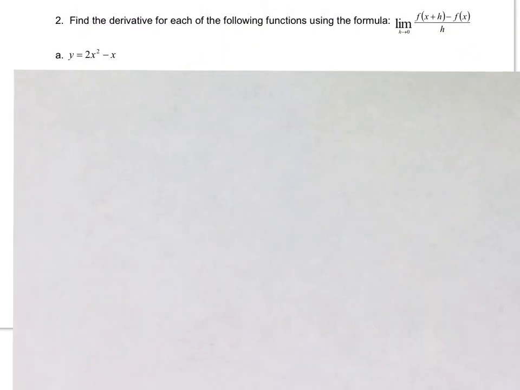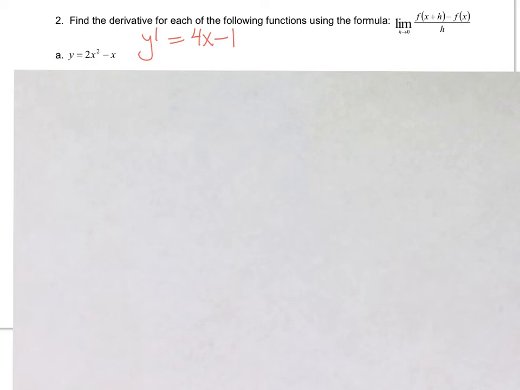Okay, now I'm set up for number 2. We have to use the definition of the derivative to find the derivative. I'm specifically telling you, you must use this limit definition. You know what the answer should be. We know that we're going to eventually want to get to 4x minus 1. But your algebra work has to match that.